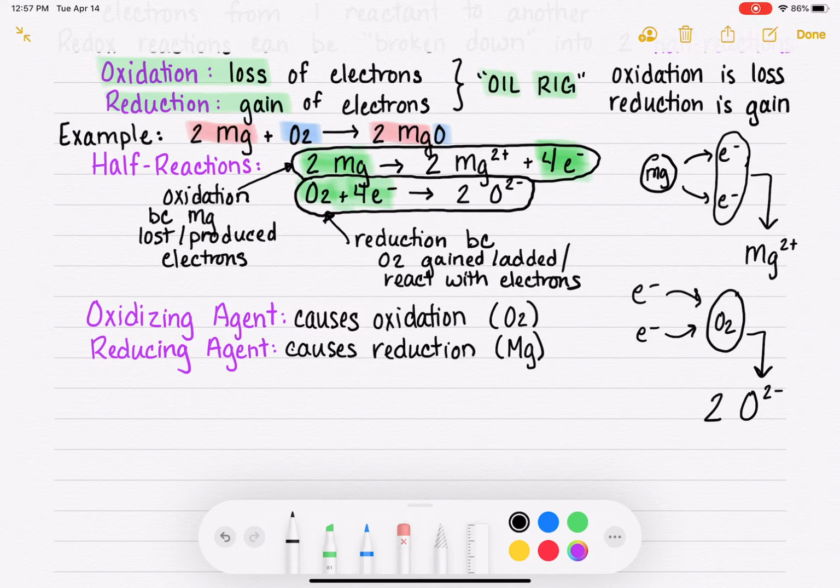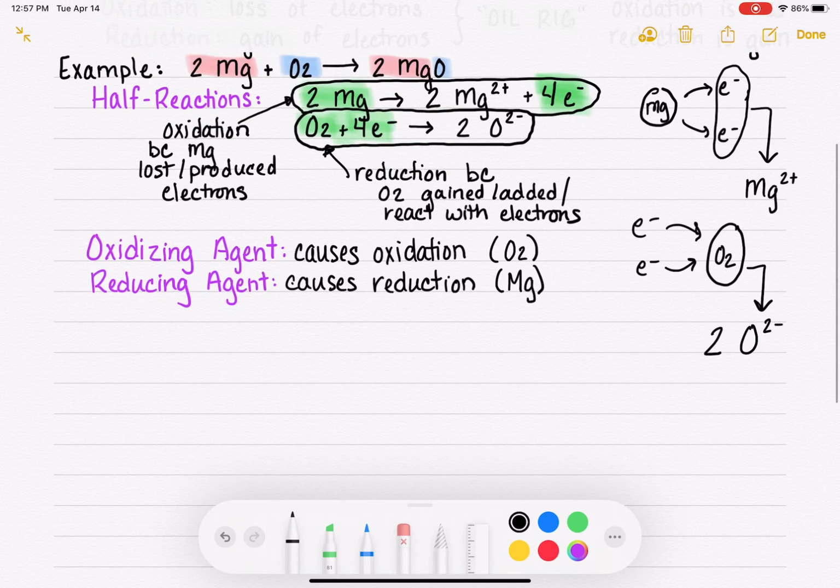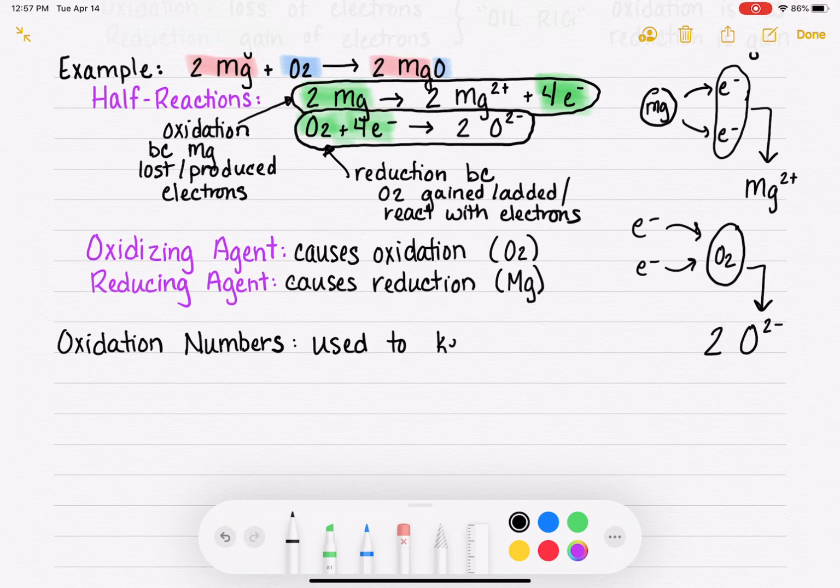So the next thing that I want to talk about before we practice half reactions some more, because we'll practice them a lot, is oxidation numbers. Oxidation numbers are going to be defined in a few different ways depending on what discipline you're thinking about. But in chemistry, we're going to define oxidation numbers as numbers that we use to keep track of electrons in a redox reaction.